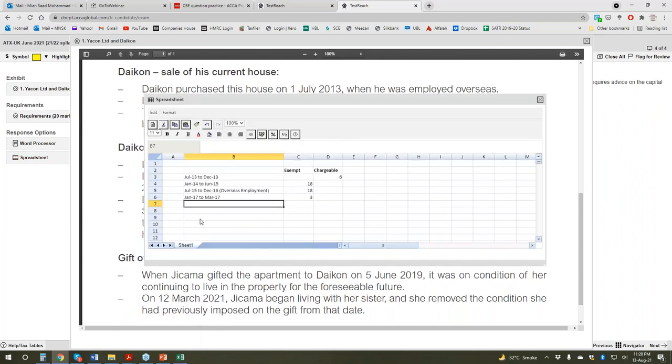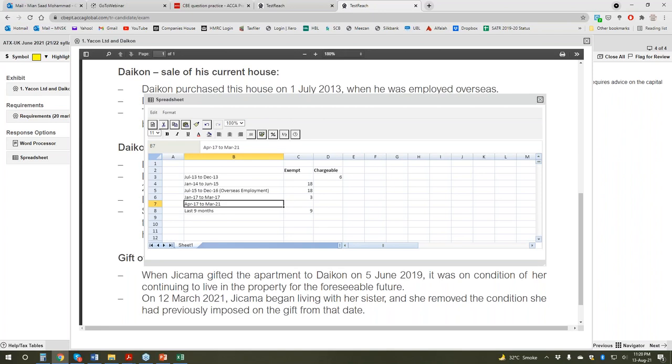So I will add two lines here. First of all, I will separate the last 9 months. I can just write last 9 months, that is completely acceptable, and write them exempt. The remaining are 4 years or 48 months, so from April 17 to March 21.